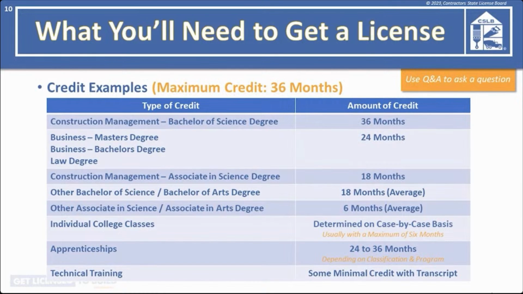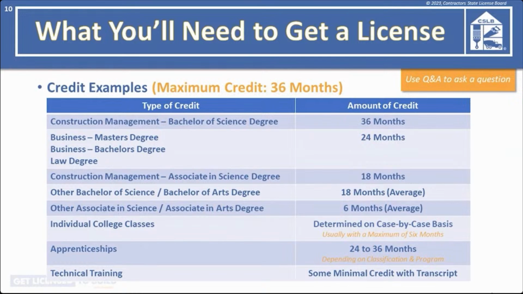A bachelor's degree in some other major will get you an average of 18 months credit. An associate degree in a major besides construction management will get you an average of 6 months credit. Credit for individual college classes is given on a case-by-case basis, usually with a maximum of 6 months credit. Apprenticeship completion certificates will get you 24 to 36 months, depending on the classification of the program.